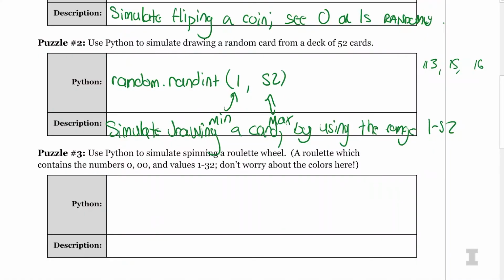So puzzle 3, now this gets a little tricky, and I'm going to need your help to think about how we want to arrange these numbers. Sounds good. Use Python to simulate spinning a roulette wheel. A roulette wheel is a wheel that contains the numbers 0, 00, and the values 1 through 32. And it says, don't worry about the colors here.